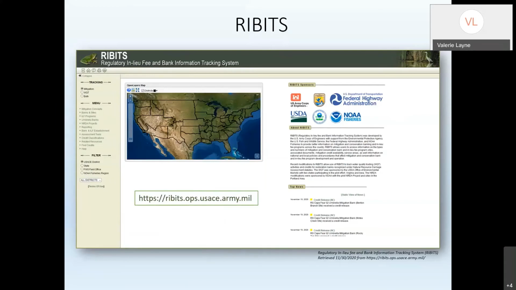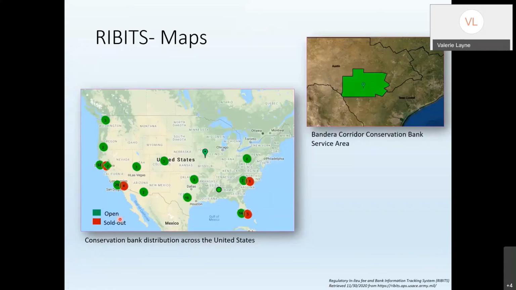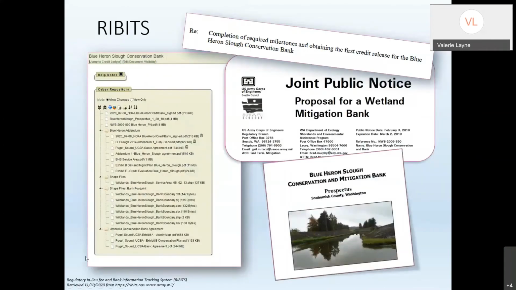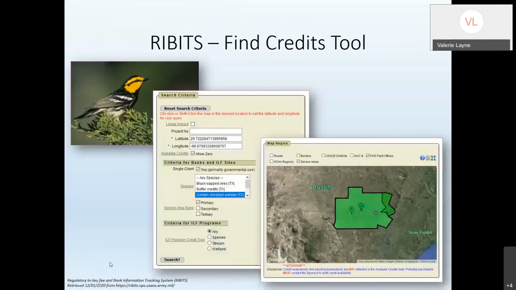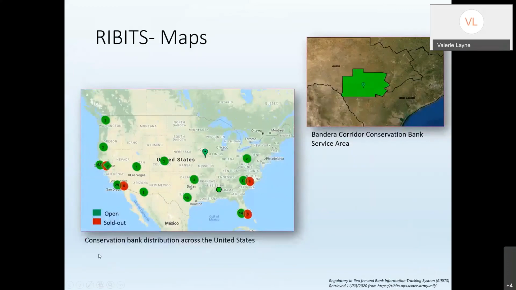Oops. My mouse got stuck there for a sec. Okay, the agencies can use RIBITS to track the location and distribution of banks, conservation banks, and service areas, and credit transactions and documents. And there's a number of geospatial tools in RIBITS. Let me get rid of this. Let's see if I can get rid of this. Okay. Oops, sorry about that. Okay.